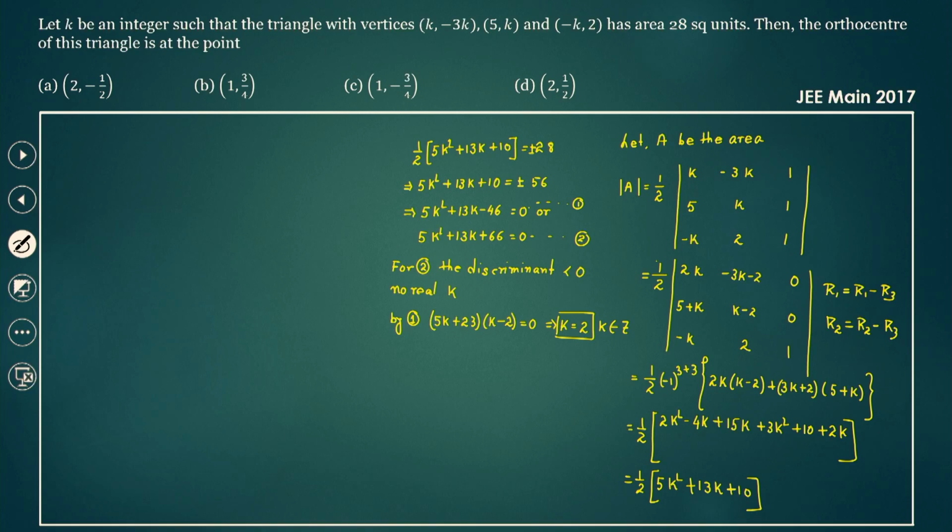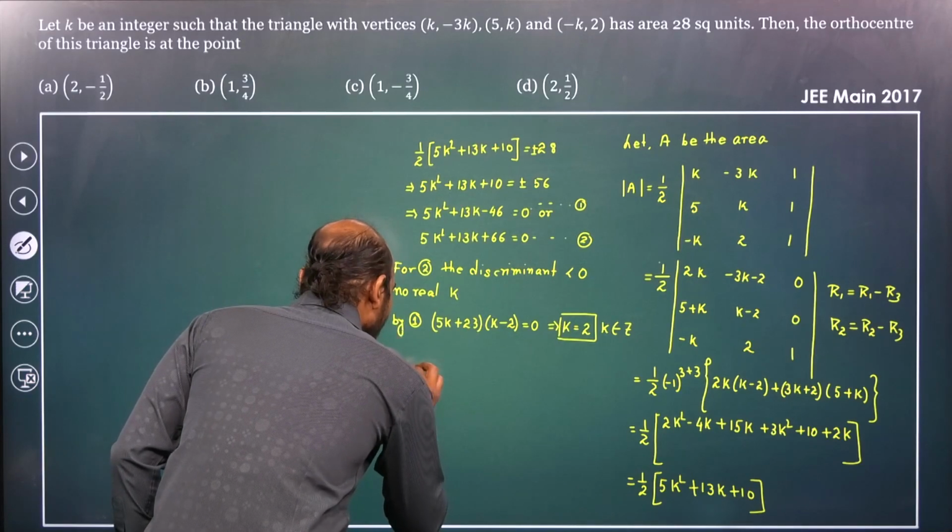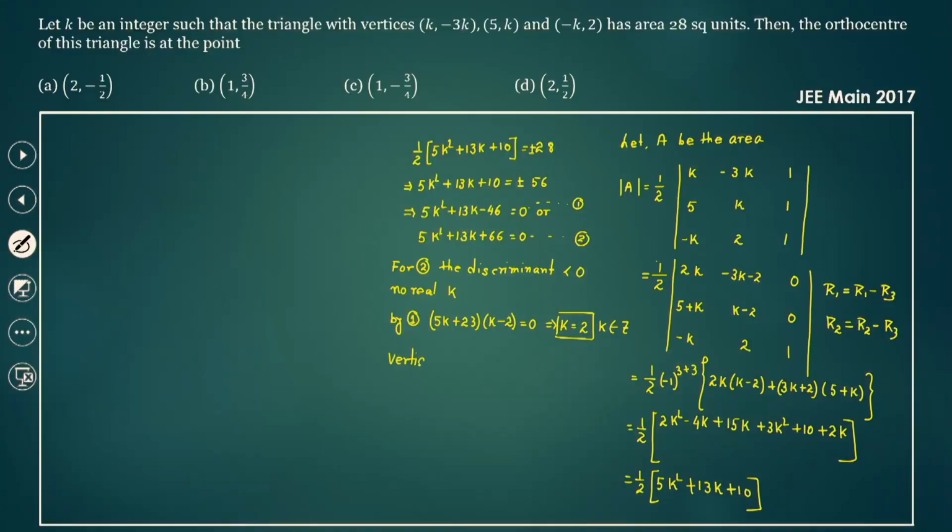So as k belongs to Z, we'll say the vertices are, so let's go ahead. We just substitute k equal to 2 here. So 2, minus 6. Then we have 5, 2.